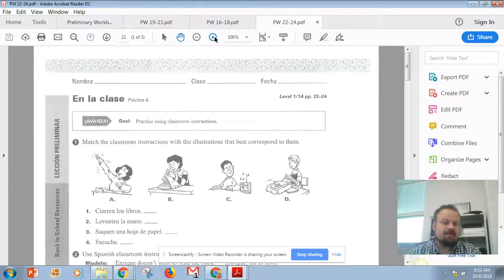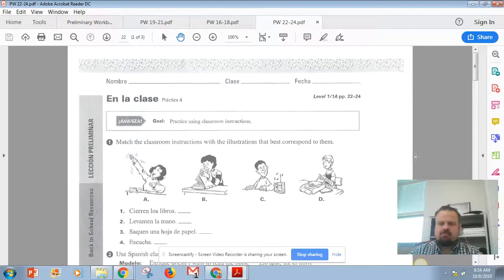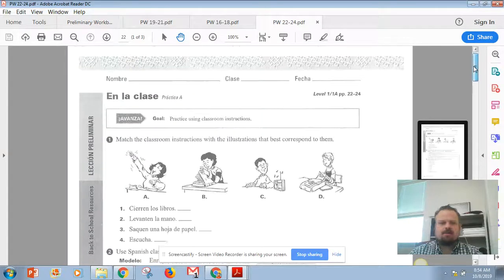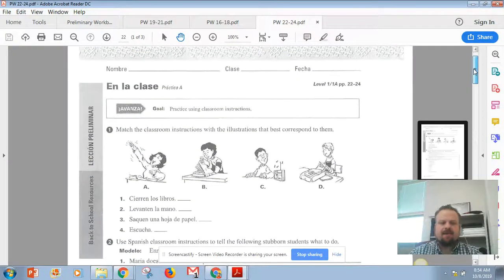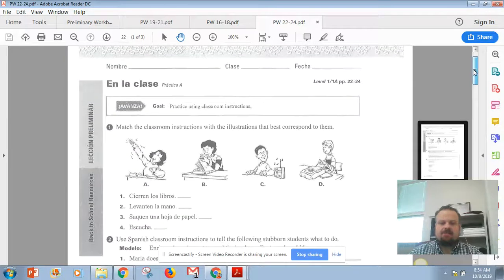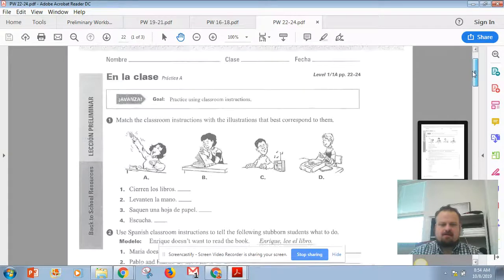This is the end of the preliminary unit. So this entire worksheet is set to practice in-class commands and questions that either the teacher would ask or that the students might ask, with the goal of staying more in Spanish, more in the target language. So when we look at activity 1, based on the photos there are commands that correspond to uno, dos, tres, and cuatro. So you're making sure that you're writing the letter that matches the photo and the command.